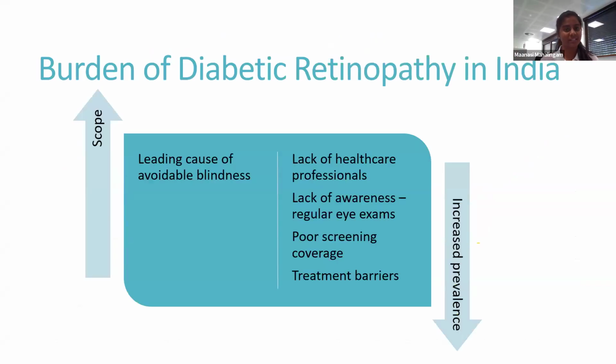Instead of talking about how diabetic retinopathy is the leading cause of avoidable blindness and all those things, I wanted to look at the behind the scenes of what's actually causing this burden of diabetic retinopathy in India. There are so many reasons, but the main ones are the lack of healthcare professionals, lack of awareness about regular eye exams, and poor screening coverage. Not everyone in the rural areas has access to eye care, and there are also treatment barriers and cost barriers. If an ophthalmologist suggests anti-VEGF injections for people with diabetic retinopathy, not everyone is going to accept that, mainly because of financial constraints.